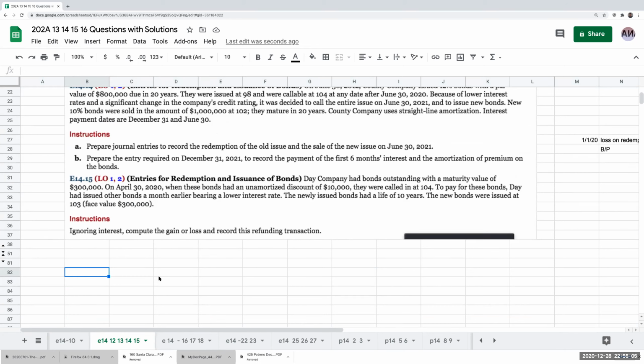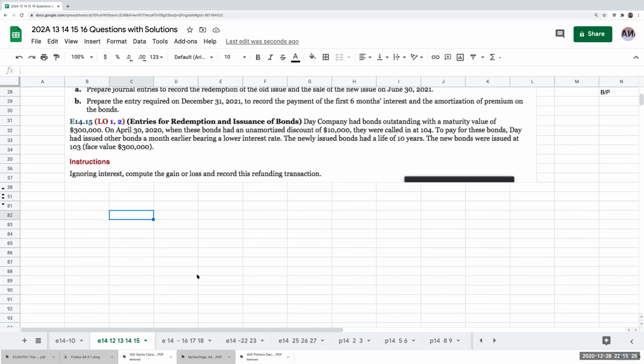So Day Company has bonds outstanding with a maturity value of $300,000. On April 30th, when these bonds had an unamortized discount, they were called in at 104. To pay for the bonds, we had issued bonds a month earlier at a lower interest rate. The newly issued bonds had a life of 10 years. The new bonds were issued at 103, face value 300. Ignoring interest, compute the gain or loss and record this refunding transaction. So it's really 2 separate transactions.